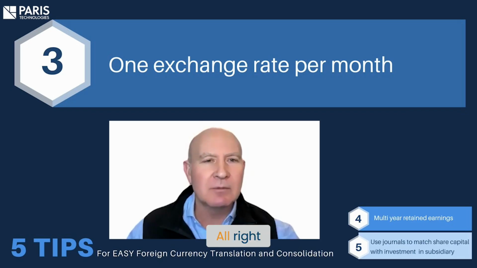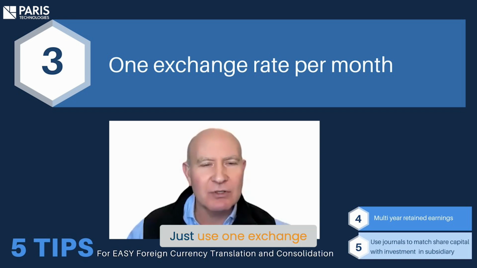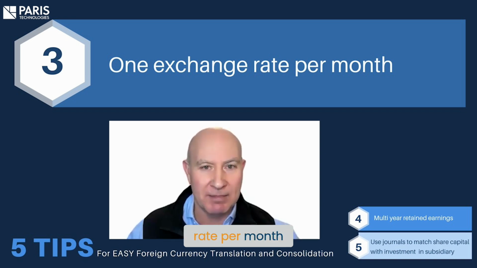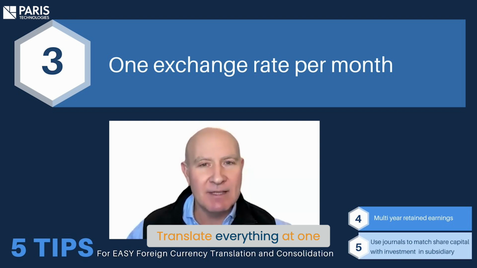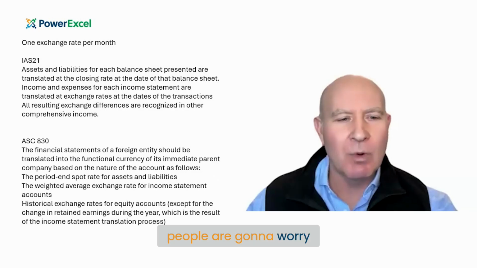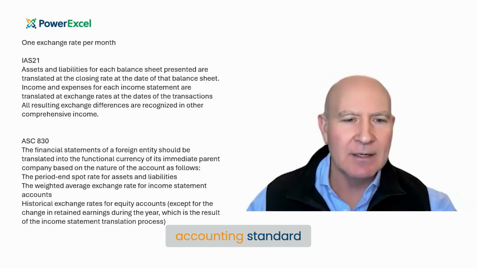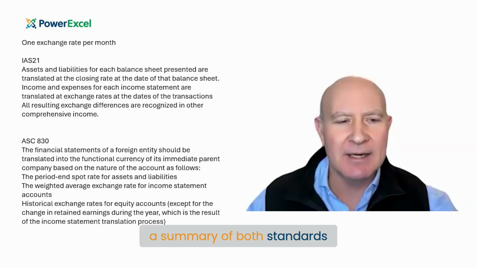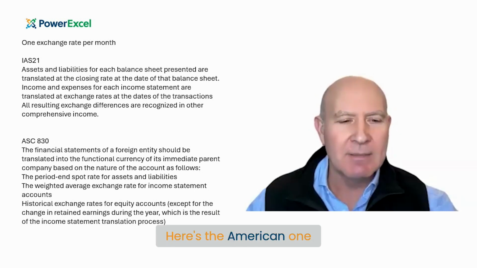All right. Tip number 3, keep it simple. Just use one exchange rate per month. Translate everything at one exchange rate. Nice and simple. But I know that people are going to worry about the accounting standard. So I've just listed a summary of both standards. Here's the international one. Here's the American one.